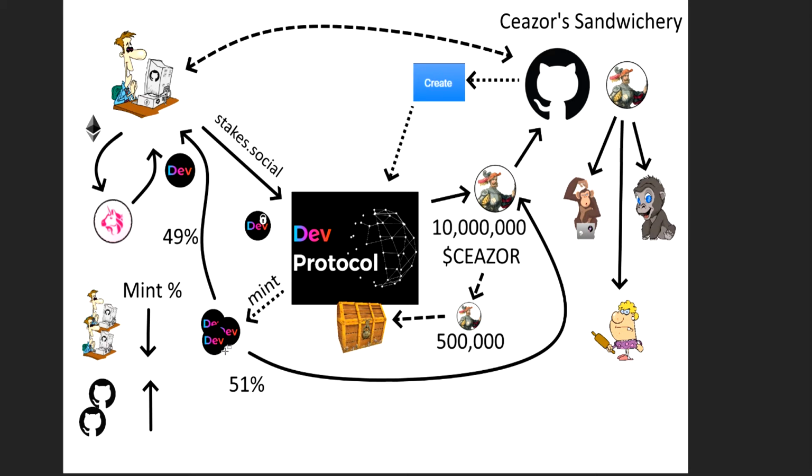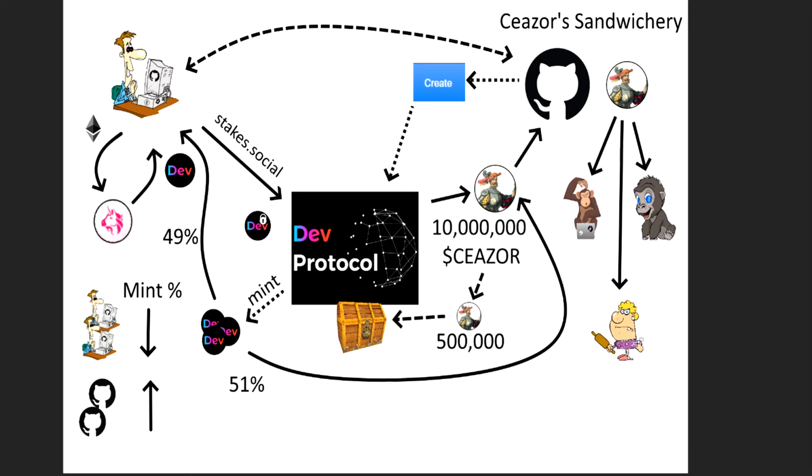Now, the current APY is around 30%. And like I said, this will change the APYs, right? And the other 51% goes to these token holders. So everyone who has a token will get a small portion of this 51%, right? So that's how Ceazor Sandwichery can pay the developers. They're going to get paid in dev tokens. And then they can take the dev tokens to Uniswap and sell them for whatever they want, or they can keep them as dev and do whatever they want with them, right?